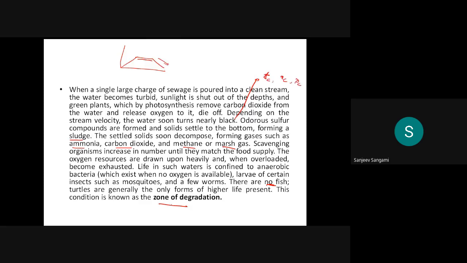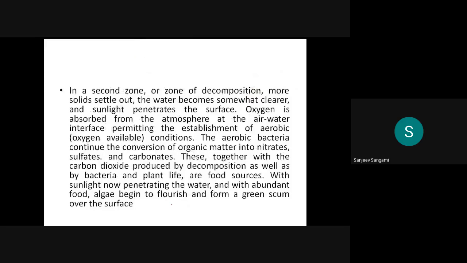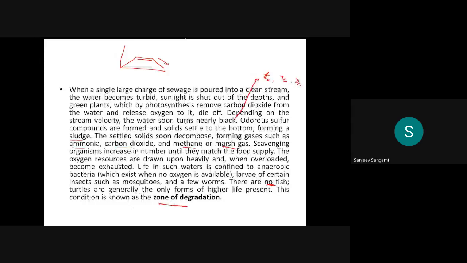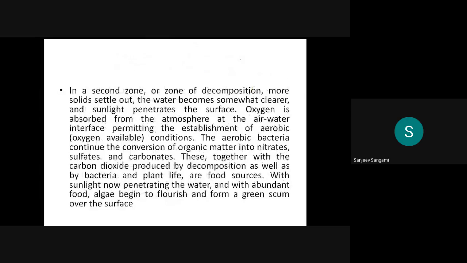In the second zone, whatever the curve we already discussed previously, this is how the curve is. At some point it will reach a minimum, then it will be like this. This stage we can call the zone of degradation, where the DO will go on decreasing. Here it is the zone of decomposition, and this is the zone of recovery, where slowly it is recovering. The second zone is the zone of decomposition that I already discussed.